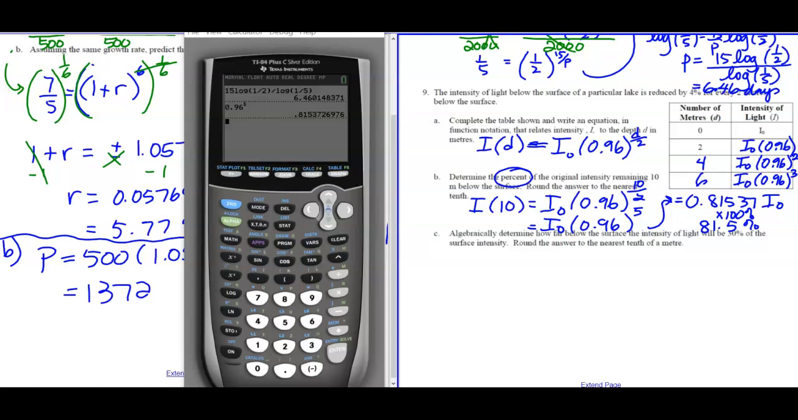And then algebraically determine how far below the surface you're trying to find d, so that the light intensity will be 30% of the surface intensity. So now our I value here is 0.3 of the surface intensity. I'm just substituting that into the equation. But you'll notice you don't need those I naughts, right? They divide out. So you're really looking for when 0.3 equals 0.96 to the d over 2.